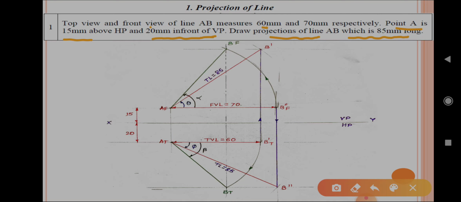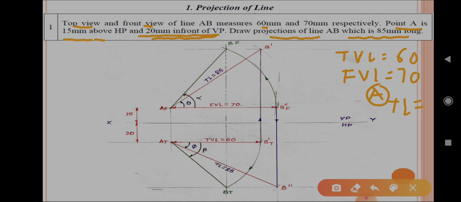Means in this problem, given data: first, the top view measures 60 mm, means TVL, top view length, is given as 60. Front view length measures 70 mm, FVL is given 70 mm. And point A position we can mark 15 mm above HP and 20 mm in front of VP, and the true length of the line is given as 85 mm. Okay, 85 mm true length of the line.